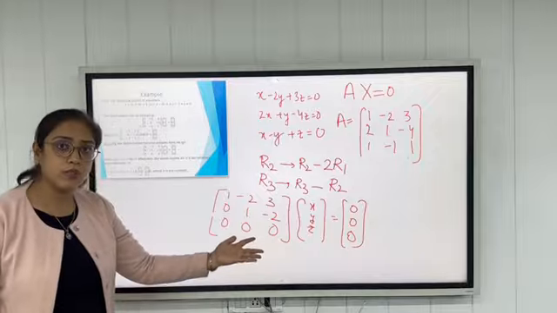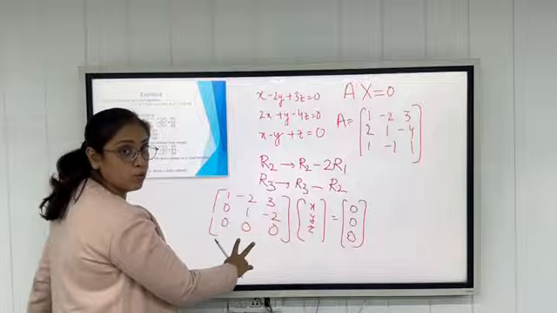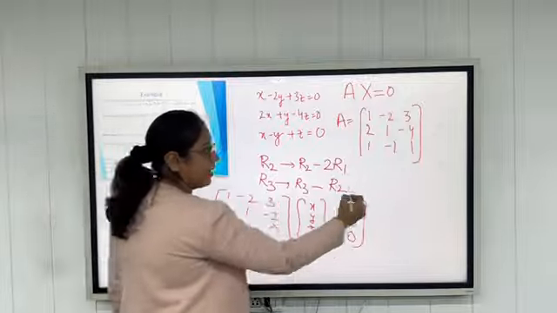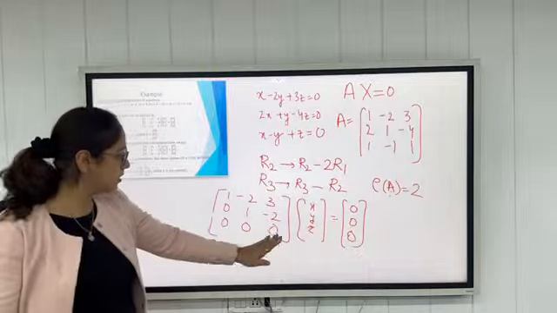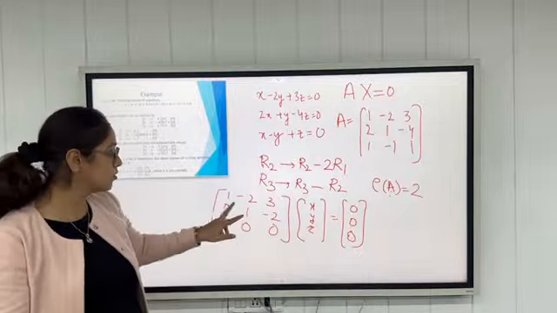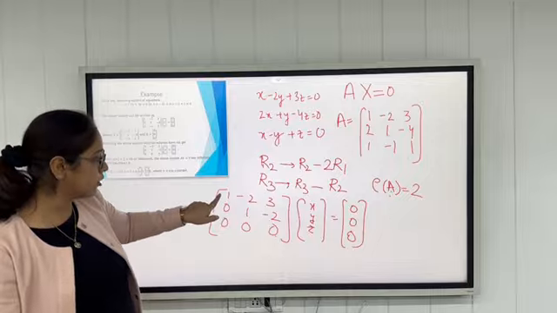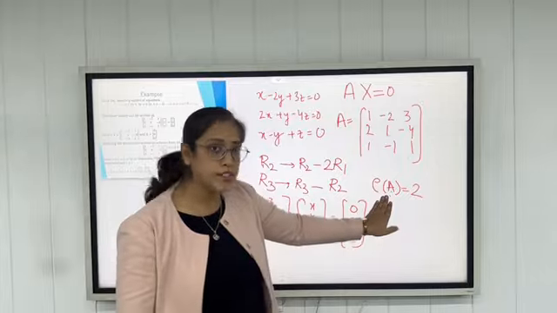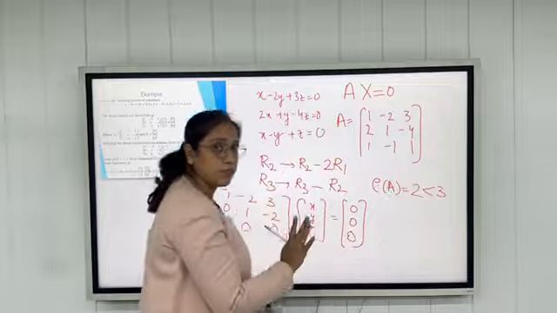So now this is the row echelon form. Clearly here the number of non-zero rows are 2. So rank of A is 2 here. You can see that the last row is the 0 row. So the number of non-zero rows in the row echelon form are 2, that is first row and second row. So rank of A is 2, which is less than 3, because the number of unknowns here is 3.